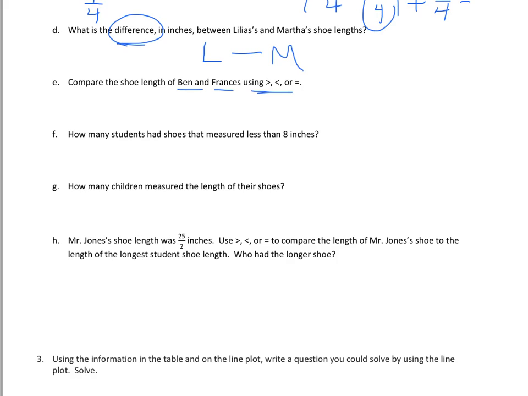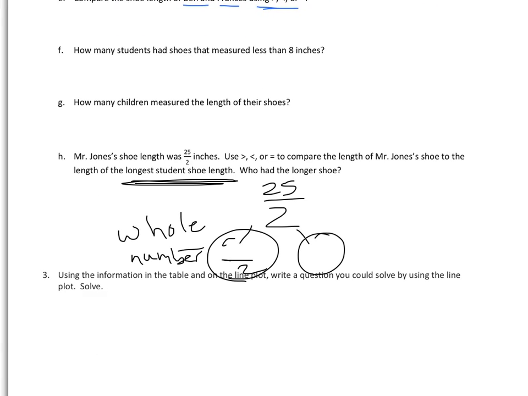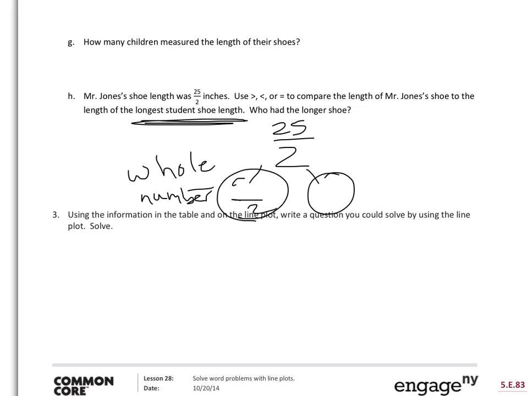In H, it tells you about Mr. Jones and his shoe length. We want to make sure that we're comparing that to the length of the longest student shoe. So you're going to have to look back and see who that is. You're going to want to take 25 halves and change it into a mixed number. So how many halves can you take out of 25, and then what remains? This number, you're going to discover what the whole number is. However many times 2 whole will be the number of wholes. Okay? And then the last one, of course, is creating your own problem.